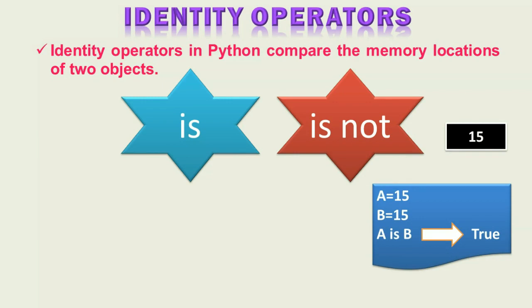Unlike other programming languages, in Python, if the values of multiple variables are the same, like here A and B having the same value 15, both the variables will point to the same memory location. In this video we have covered 6 types of operators out of 7 types. In my next video we will learn bitwise operators and we will cover the next part of Python fundamentals.